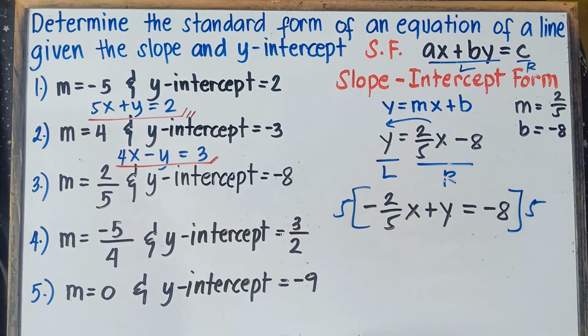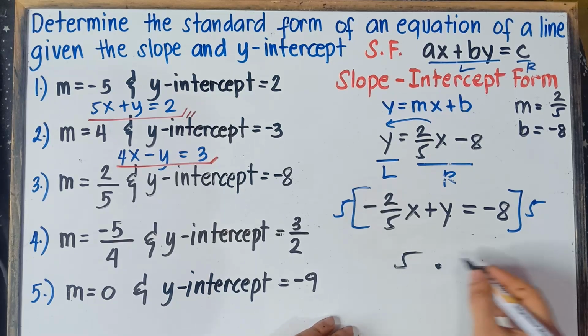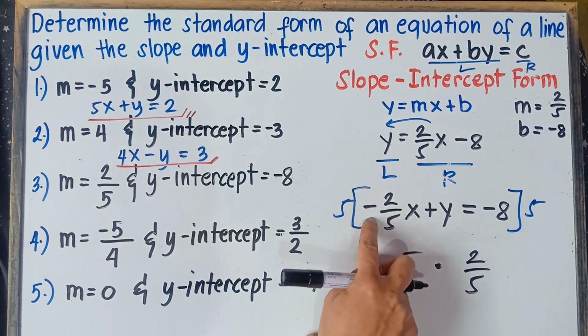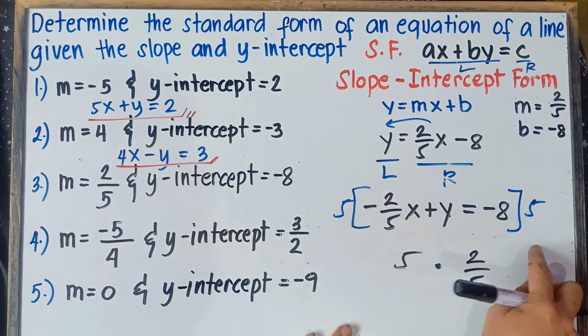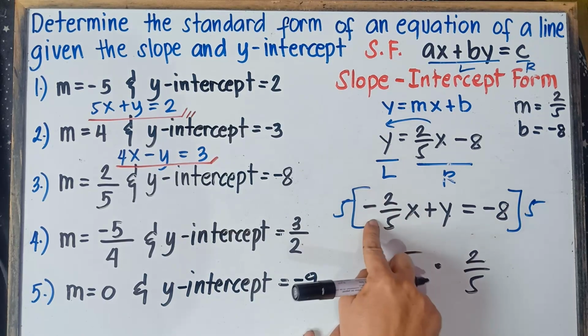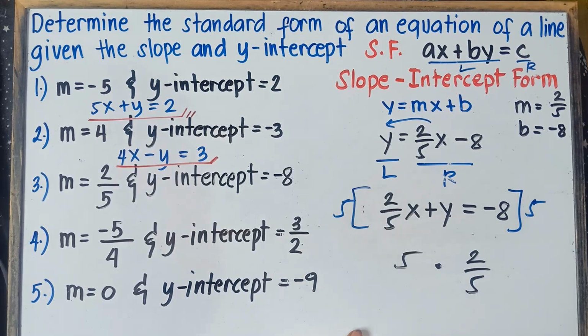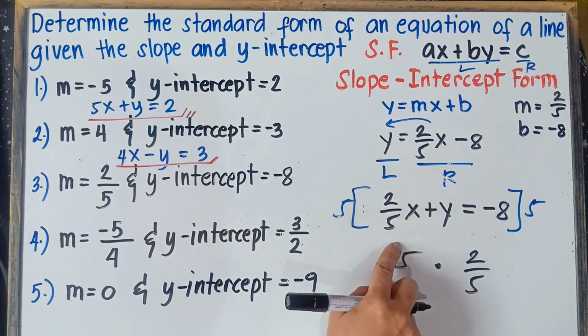Question, sir. Why is it 5, sir? Because we can simply cancel this out, because 5 multiplied by 2 over 5. Once again, this is negative, therefore we need to multiply both sides by negative 5, because negative times negative would be positive. If this is positive 2 over 5, we simply multiply by positive 5, because we can simply cancel this out.